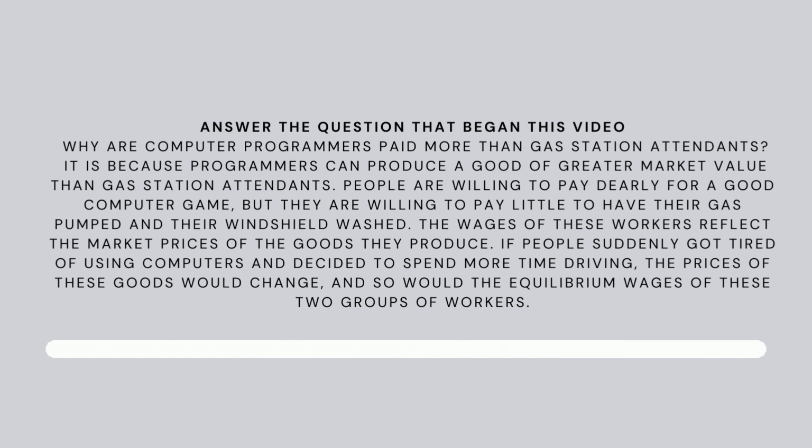The wages of these workers reflect the market prices of the goods they produce. If people suddenly got tired of using computers and decided to spend more time driving, the prices of these goods would change, and so would the equilibrium wage of these two groups of workers.